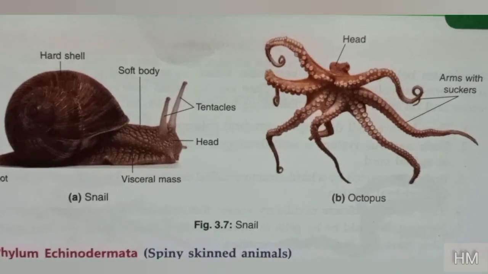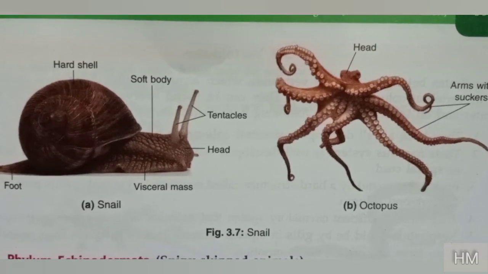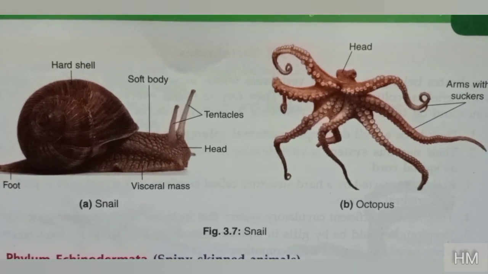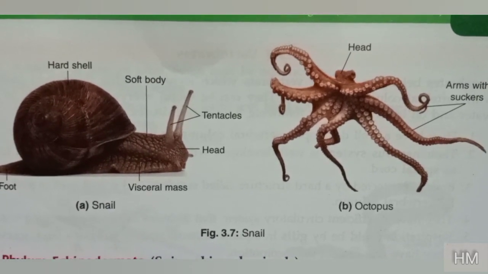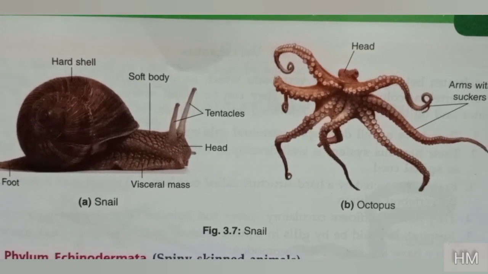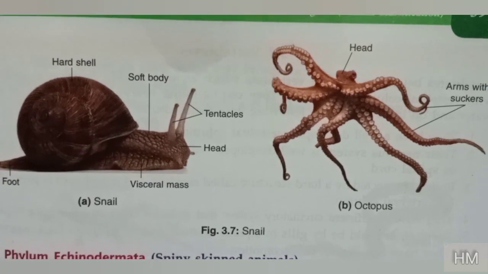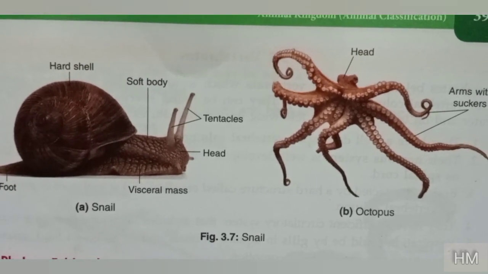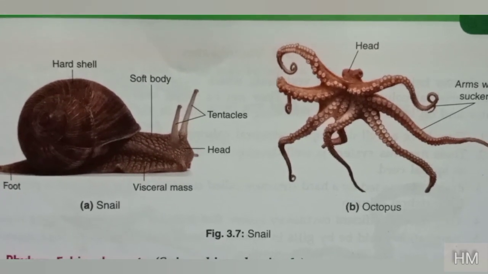The body is generally divided into three parts. Just as we had in the Arthropoda, similarly here the Mollusca have three parts: head, visceral mass, and the foot. What do I mean by visceral mass? That's the soft body which they have. The locomotion in these organisms is done by the muscular foot. Examples belonging to the phylum Mollusca are oyster, snail, octopus, squids.